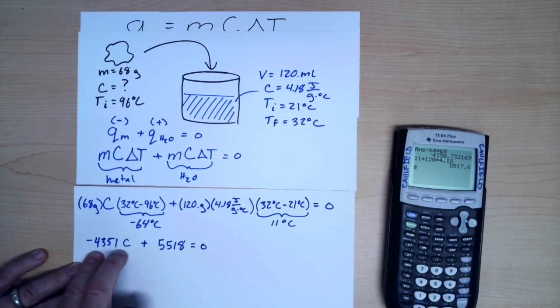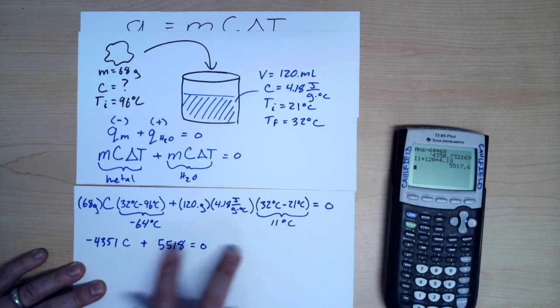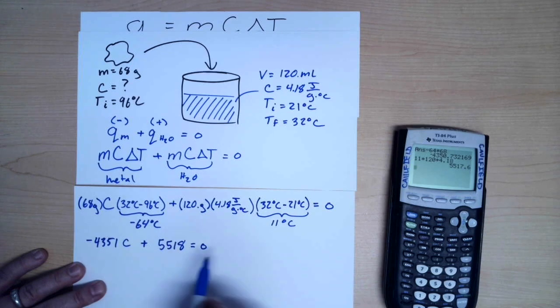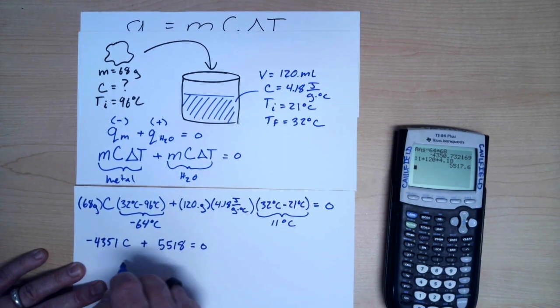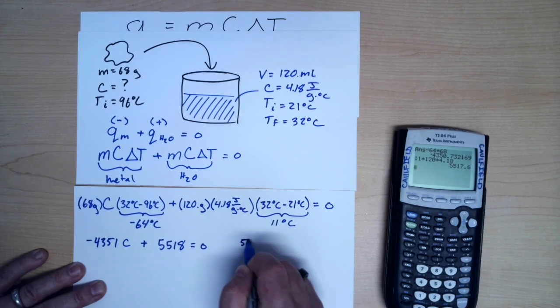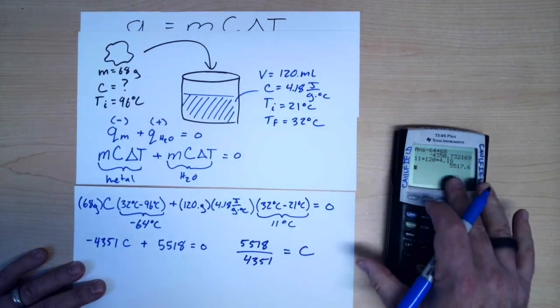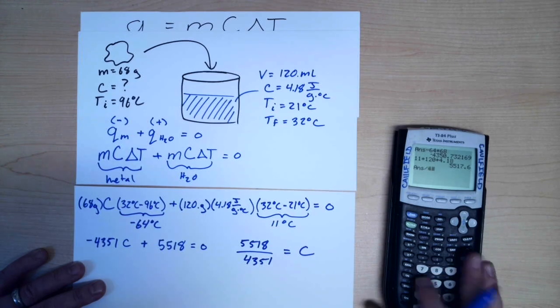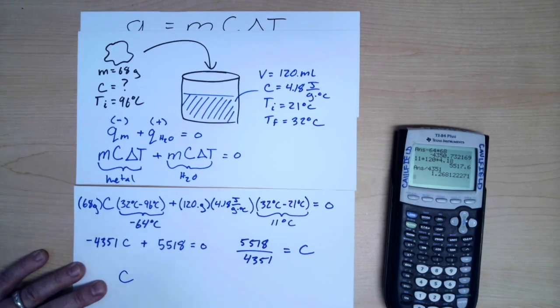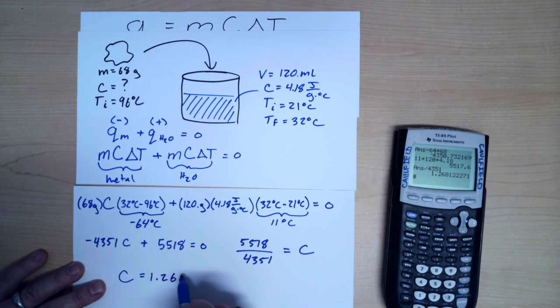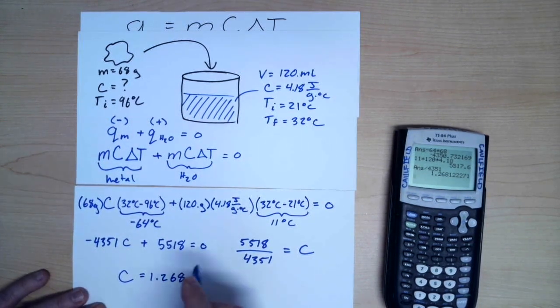Okay, let's go ahead and put this term on the other side, making both of my terms positive. And then let's divide through by this one so that I'm isolating for C. So if I show that over here, I would have 5518 divided by 4351 is equal to C. And so I'm going to take that original number divided by 4351. And now I have C, which is my specific heat capacity, equal to 1.268. Let's stop it there for a little bit.